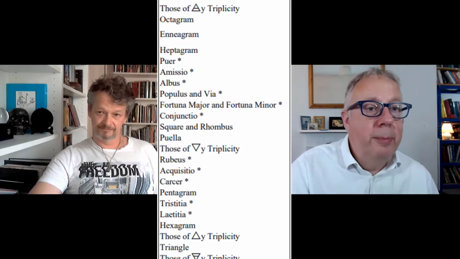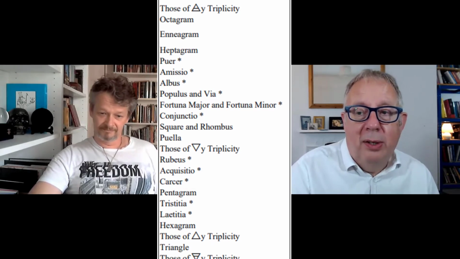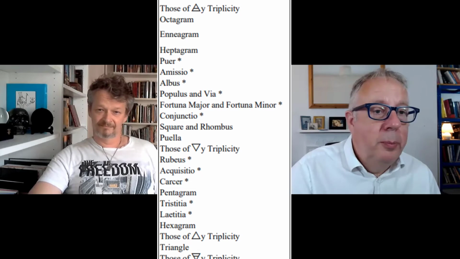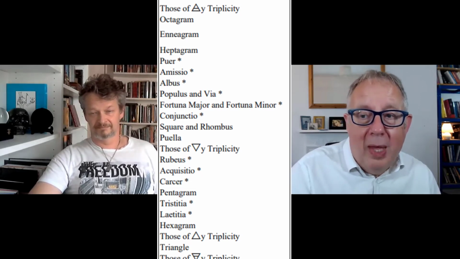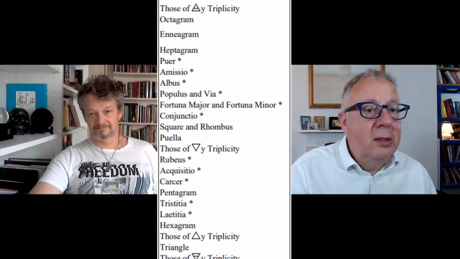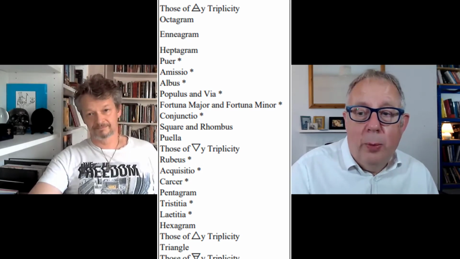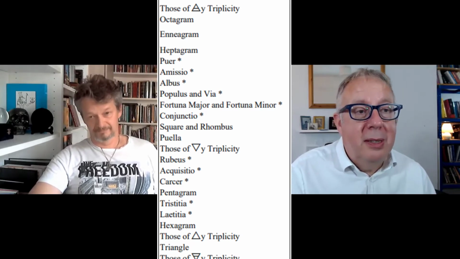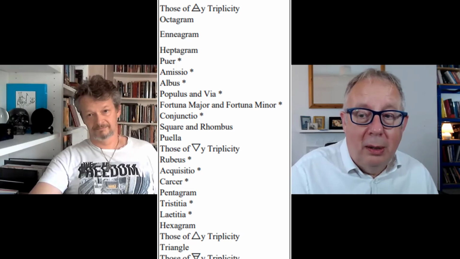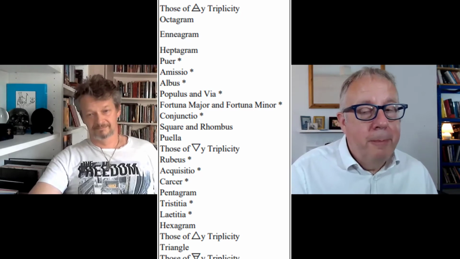So we have Puer, which means the sun in a lot of these Latin names, and that relates to Aries. Albus is white, that relates to Gemini. We have Rubeus in there, that relates to Scorpio. That would be the death card as well. There's Carcer, which means a prison, and that's related to Capricorn, you see.